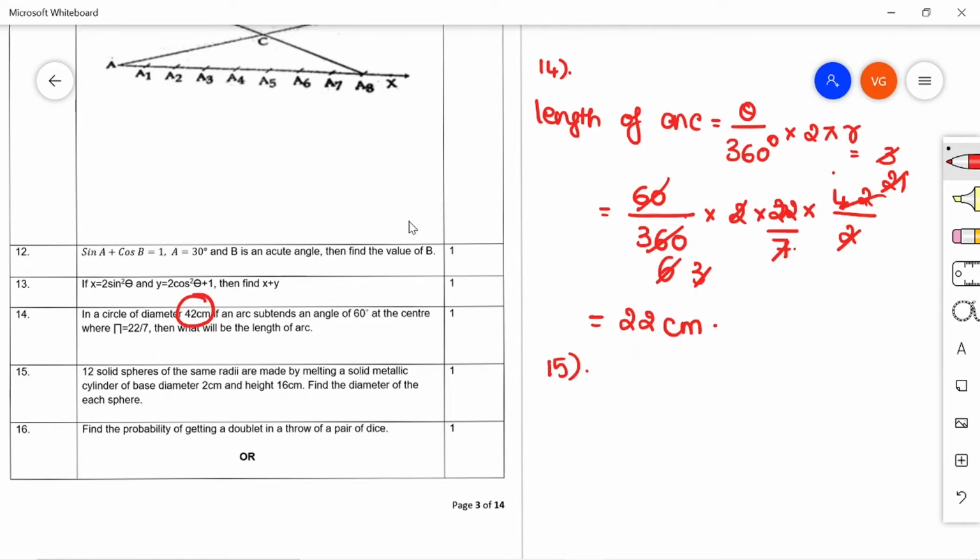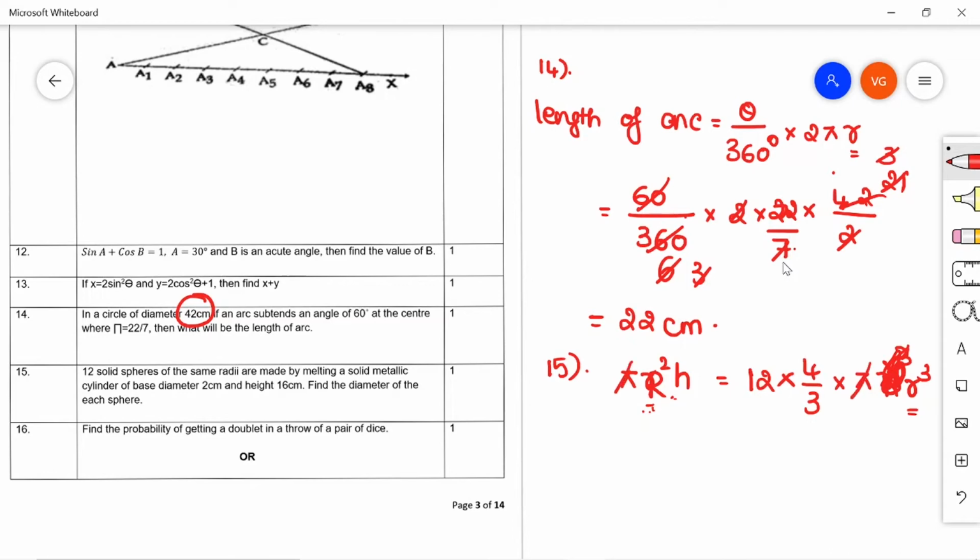So, volume of the cylinder here is pi r square h, that is equal to, they have melted and made 12 solid spheres. So, I am writing 12 into volume of the sphere you have to take. So, that is 4/3 pi r cube. Right. So, to differentiate, I am writing this as capital R and this you take it as small r. Because from the big cylinder they are making the small spheres, no? So that's why I'm taking the cylinder radius as capital R to differentiate.